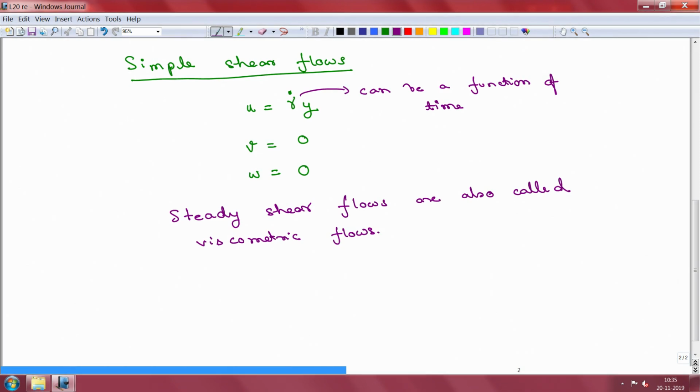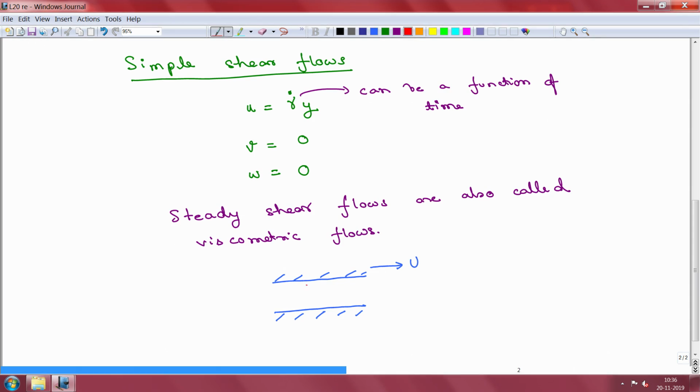Now, how are you going to cause such a flow? This is a very simple way of creating this kind of flow structure: by taking two parallel plates which are separated by a small distance, and I will tell you why a small distance. The bottom plate is stationary and the top plate is being moved ahead with some velocity capital U. So this top plate is being dragged at a constant velocity.